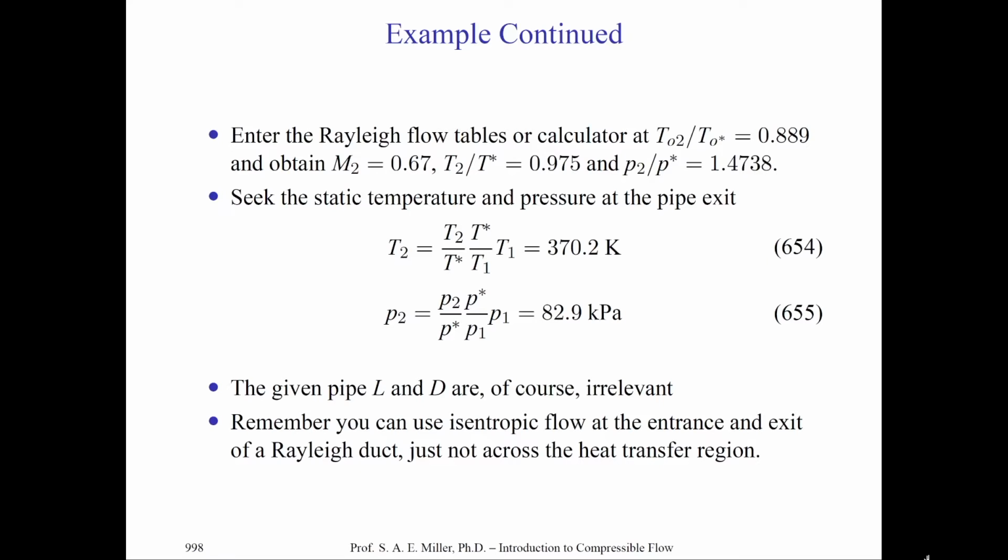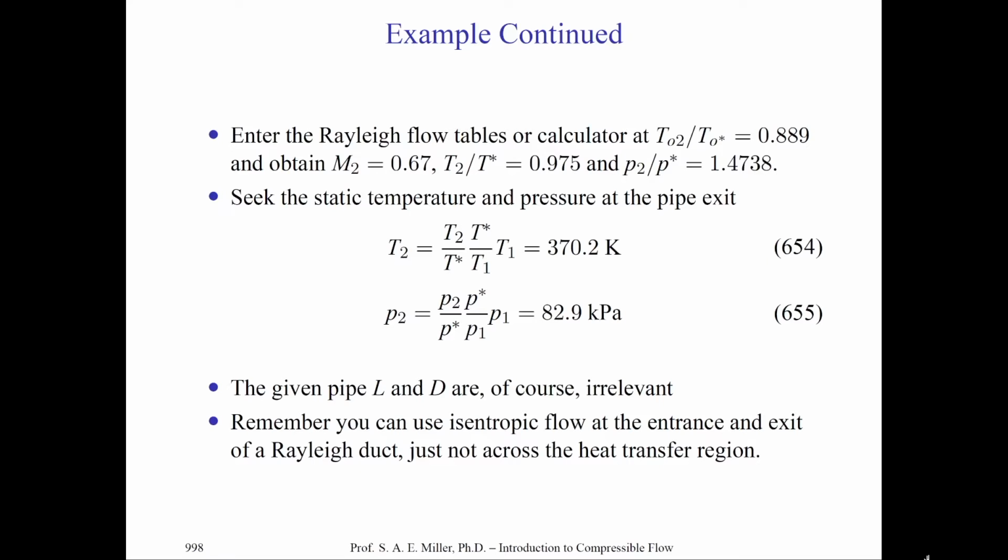We can then seek the static temperature and pressures at the pipe exit directly using the fraction cancellation as we showed previously. You can directly write T2 equals T2 over T star times T star over T1 times T1, because we know T1, and likewise for pressure. You'll find 370.2 Kelvin and 82.9 kilopascal for T2 and P2 at state 2.